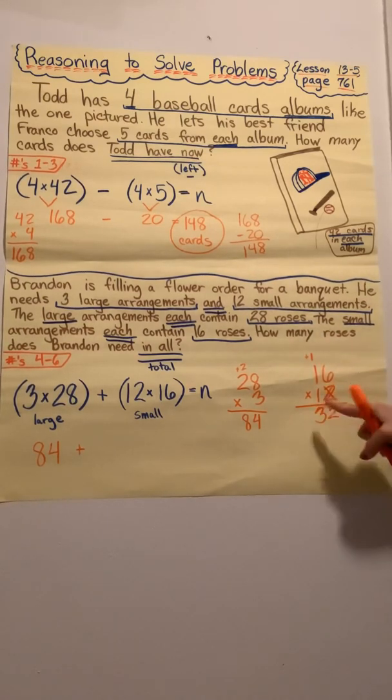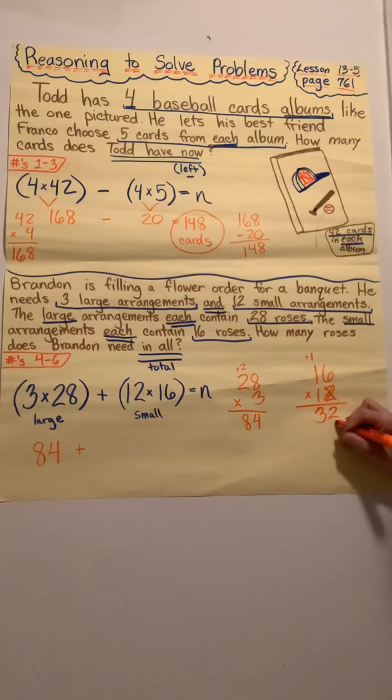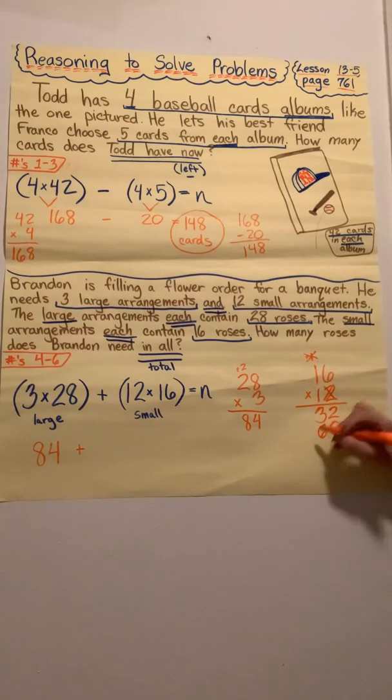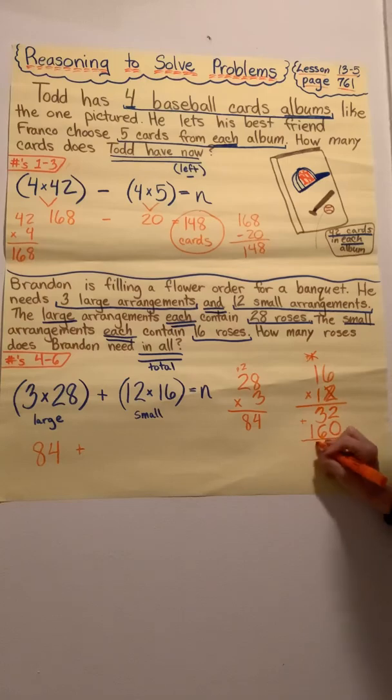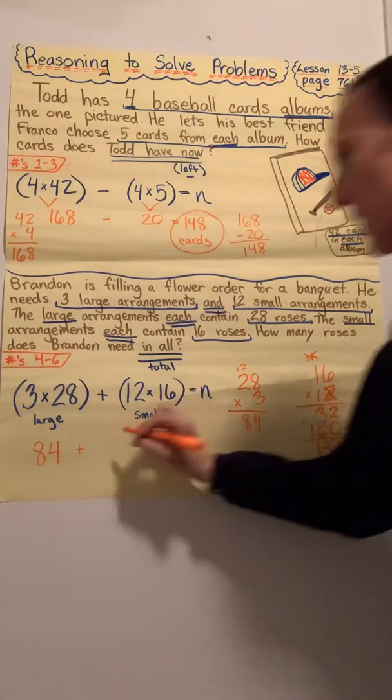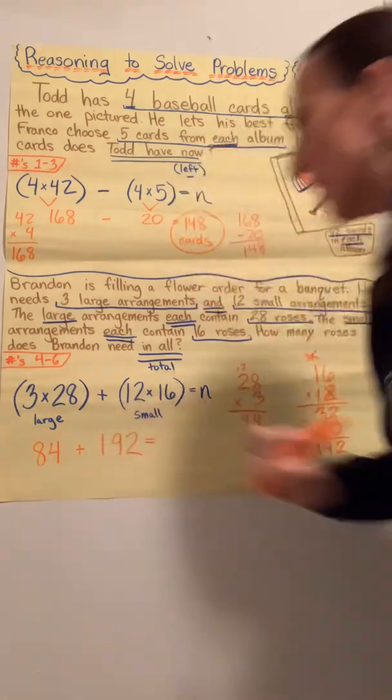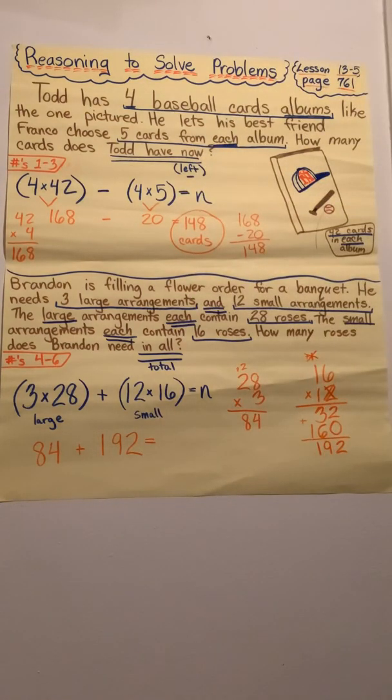Now I'm done with this one, and I'm on to the tens, so I know I need to annex that 0 there because I'm multiplying by 10. 1 times 6 is 6. 1 times 1 is 1. This is left over from last time. I'm not using that again. And now I add, and I end up with 192. So 192 roses in these small arrangements.